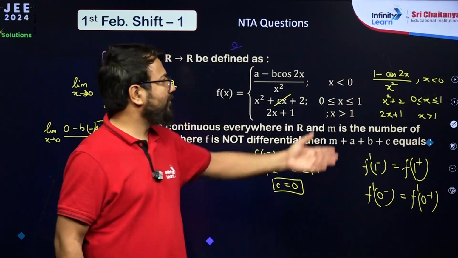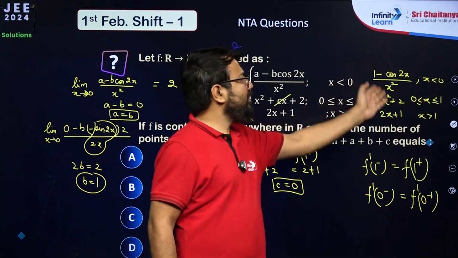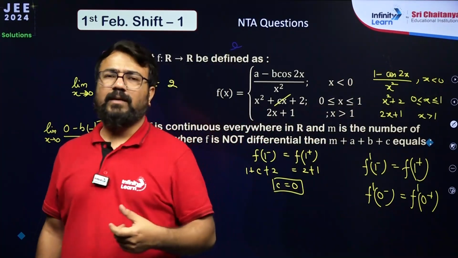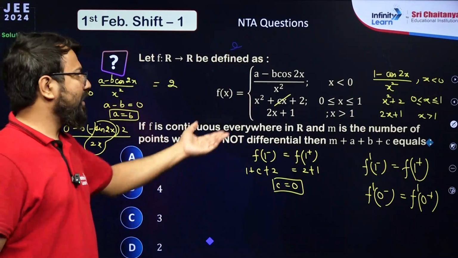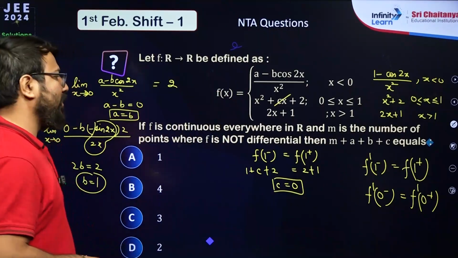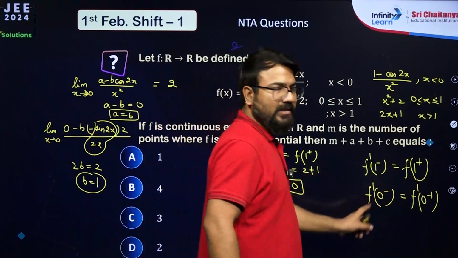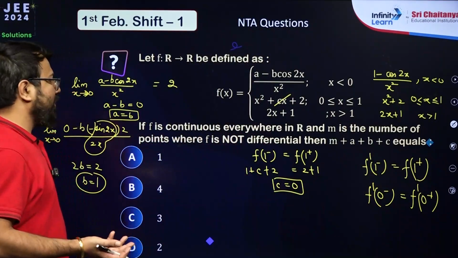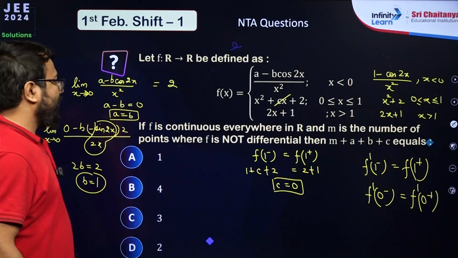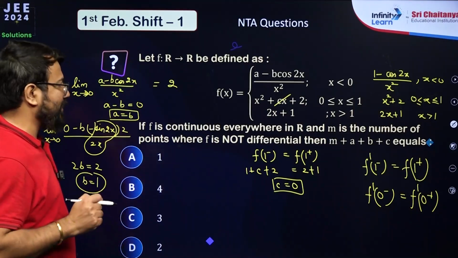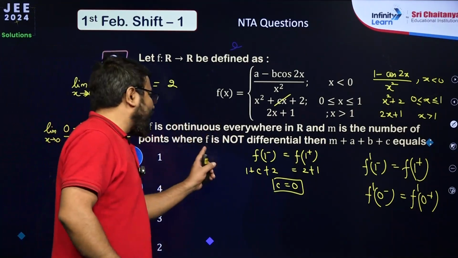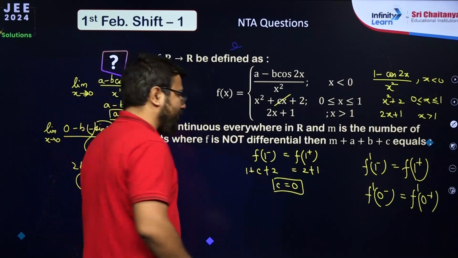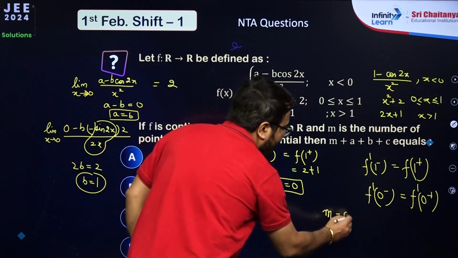How will you find the differentiation of this function? You'll just apply the quotient rule over here, differentiating f(x) upon g(x), and you'll put the limit of x tending towards 0. And thus you'll get that f dash of 0 plus and f dash of 0 minus, both will be the same. So at both the points, we can find that the function is differentiable. So m is the number of points where f is non-differentiable. That means the value of m should be 0.